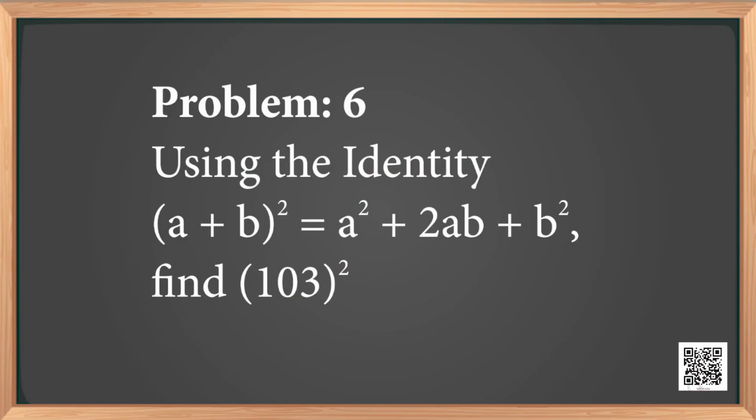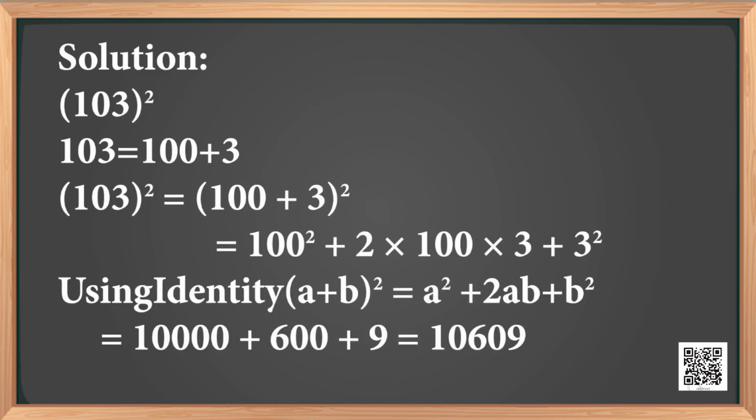Problem number 6. Using the identity (a + b)² = a² + 2ab + b², find 103². Solution. 103². How shall we write 103 as a sum of two numbers? Yes, you are right. 103 is equal to 100 + 3. 103² is equal to (100 + 3)², that is equal to 100² + 2 × 100 × 3 + 3².